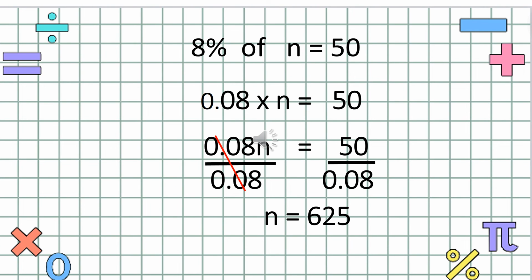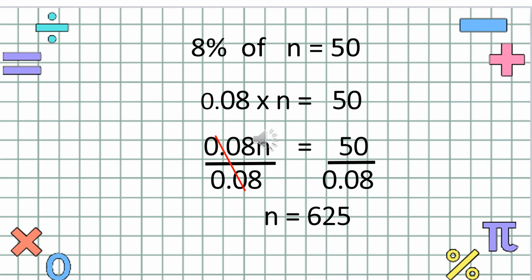Okay, so let's solve. 8% of n is equivalent to 50. So, convert ulit natin yung 8% into decimal. Move two places to the left. So, 8% will be 0.08. Multiply by n is equivalent to 50. So, that will be 0.08n equals 50. Then divide both sides by 0.08.